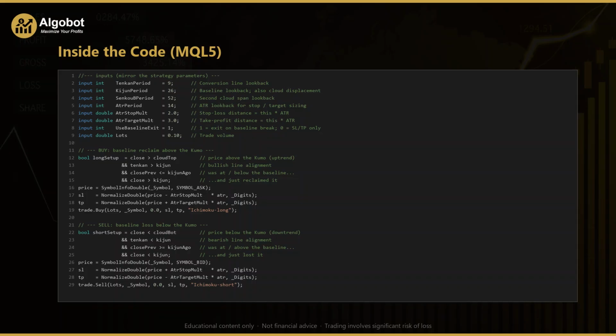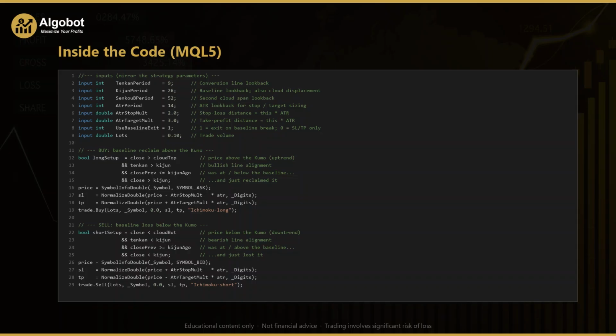At the top are the input parameters you can adjust in the Expert Advisor's settings. TenkanPeriod, KijunPeriod, and SenkouBPeriod set the three Ichimoku lookbacks, 9, 26, and 52 by default. ATR-period sets the volatility window at 14. ATR-stop and ATR-target control the stop and target distances, 2 and 3 by default. Use baseline exit switches the early exit on or off, and lots sets the trade size.